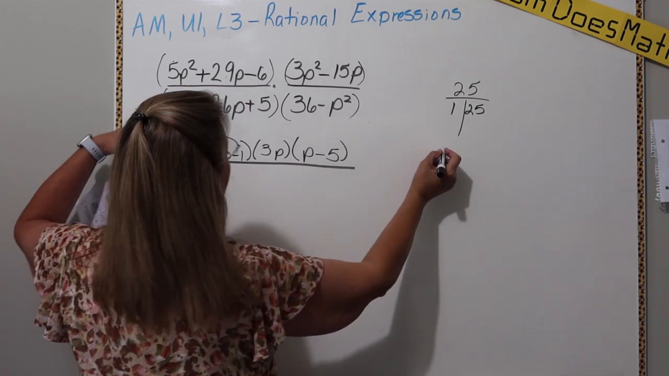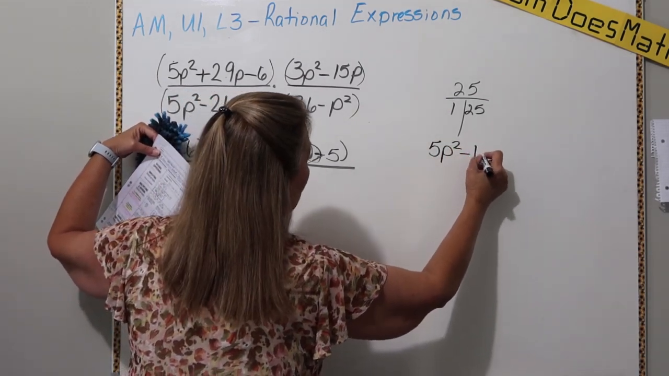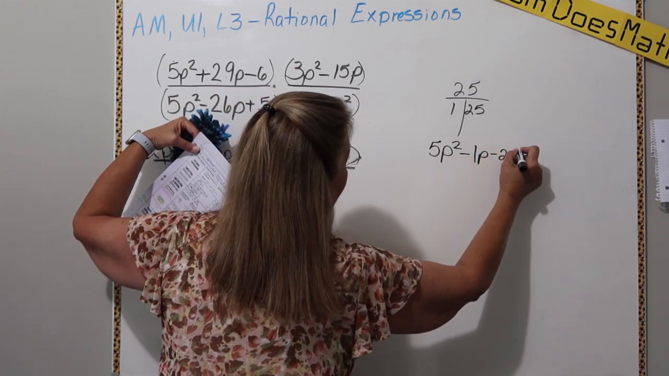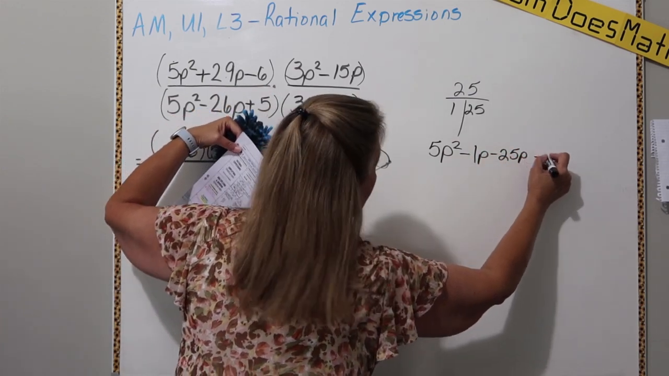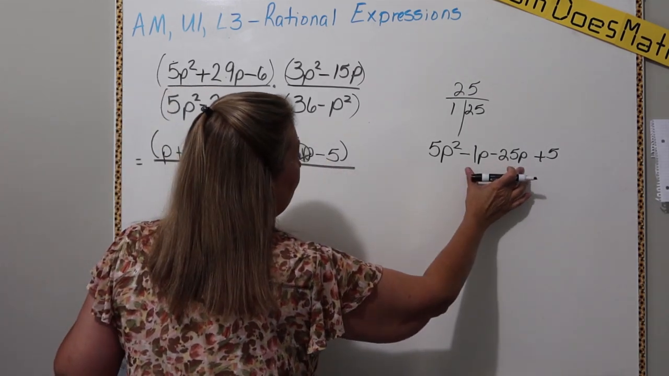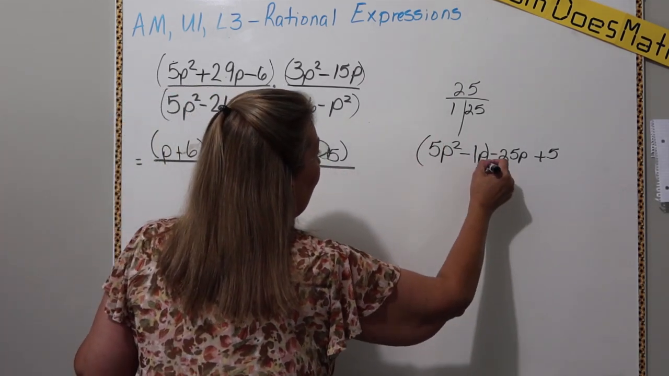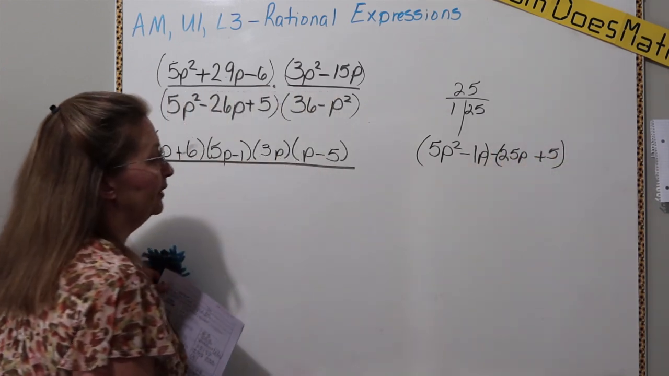So we are going to rewrite this as 5p squared minus 1p minus 25p plus 5. I just took the middle term and broke it up into 2 so that I have a 4-term polynomial, and that way I can factor by grouping.